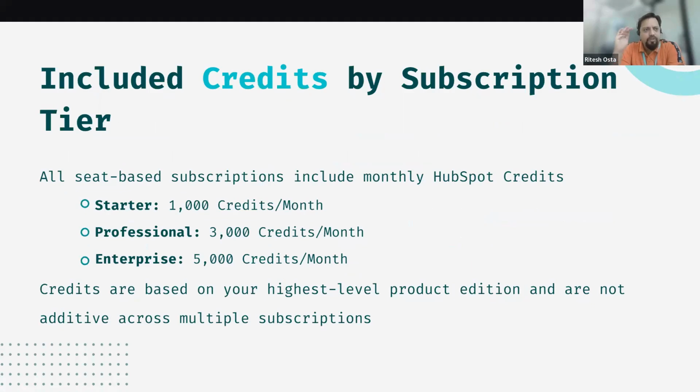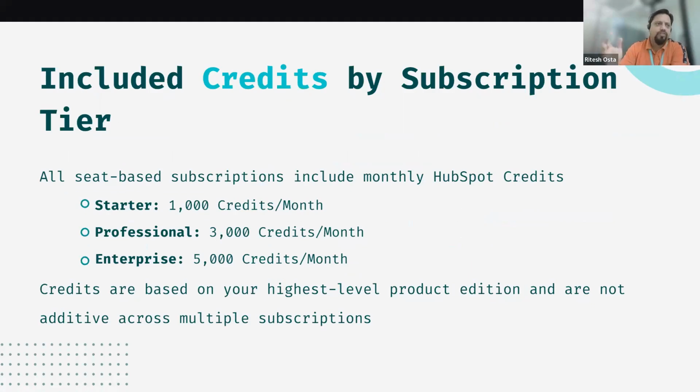HubSpot is divided into three major categories: one is the starter pack, one is the professional pack, one is the enterprise pack. For example, if you want to take Marketing Hub, there's Marketing Starter, Marketing Professional, Marketing Enterprise. If you want Sales Hub, there's Sales Hub Starter, Sales Hub Professional, Sales Hub Enterprise.